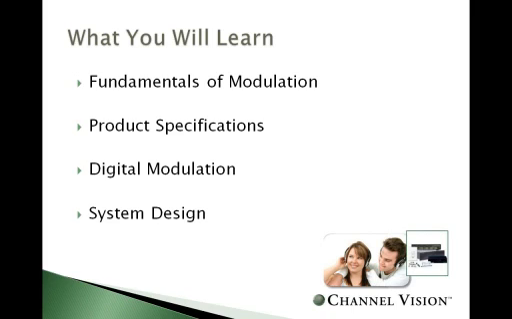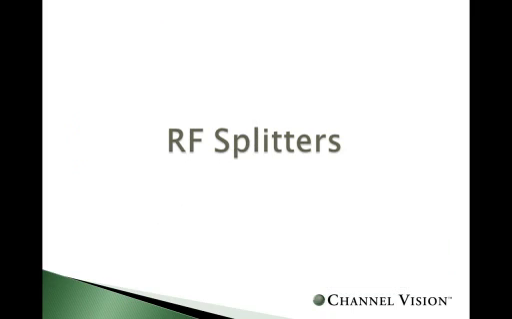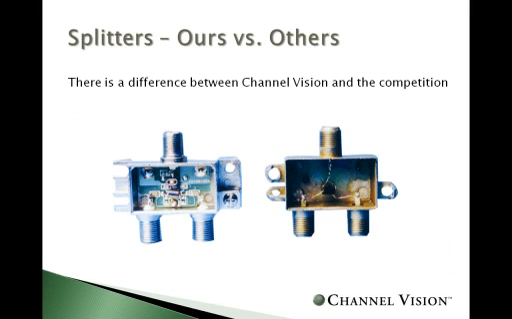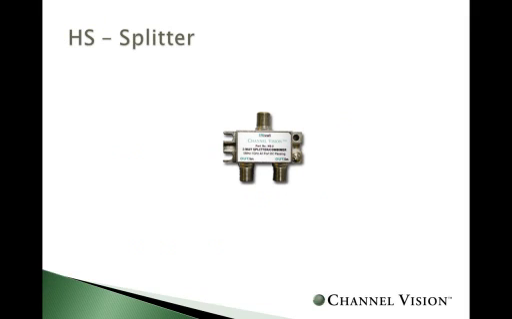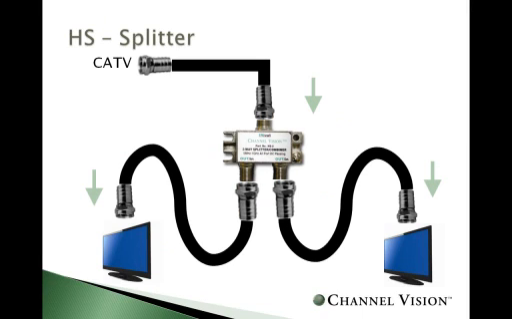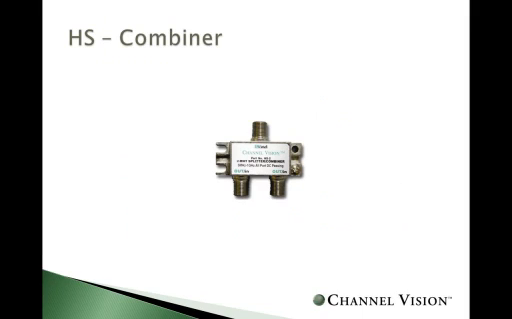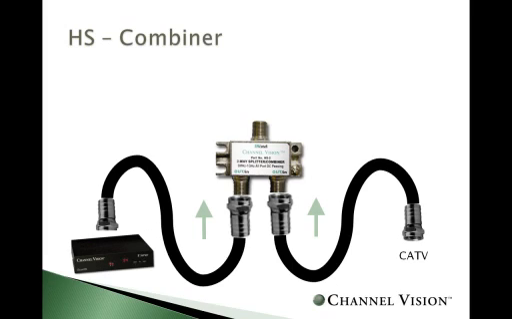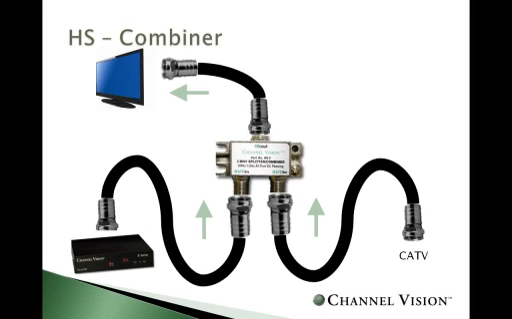With that being said, we talked about fundamentals of modulation, and that's where we're going to start. And it all begins with RF splitters. There is a difference between Channel Vision splitters and the competition. All of Channel Vision splitters are PCB, printed circuit board, which means less noise than any of the competitors available out there, which translates into better picture quality. Also, on all of Channel Vision splitters, you'll see the term HS splitter. That implies it's a hybrid splitter, which means you can take your digital cable signal in and split it to 2 locations. The term hybrid splitter implies that it's also a combiner, where you can receive your signals in and send them to 1 location as well. So all of Channel Vision splitters are also combiners.